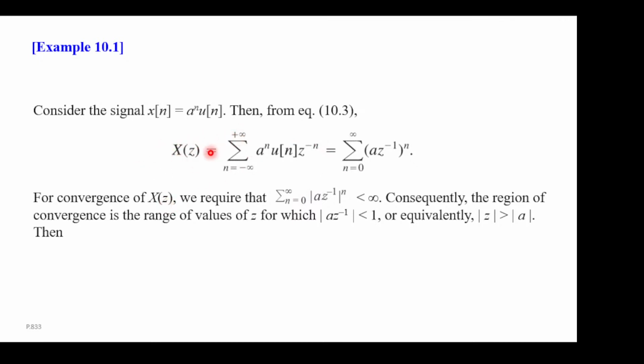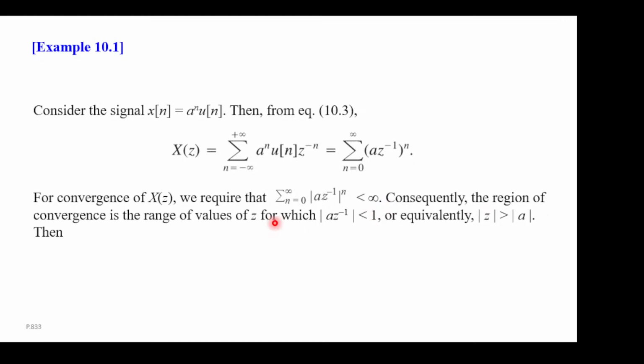So big X of z, then just plug in the formula, equals the summation from n equals minus infinity to plus infinity of a to the n u of n, times z to the minus n. And then u of n just cuts off your summation to start from n equals 0. And then you see you have a to the n, z to the minus n. So this is just a geometric series. This is a times z to the minus 1, to the n, right? You just combine the powers when you multiply together. Okay. So this is a geometric series of a z to the minus 1.